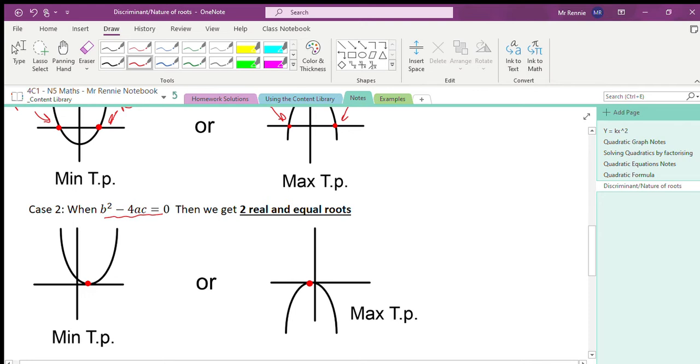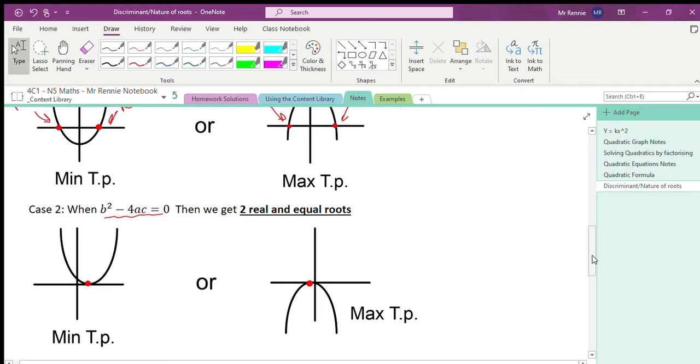So when doing the quadratic formula or when factorizing, you would get two answers, but your answers would be the same as each other, they're equal to each other. We still say they're two real roots, but they are equal in this case. So two real and equal roots there.